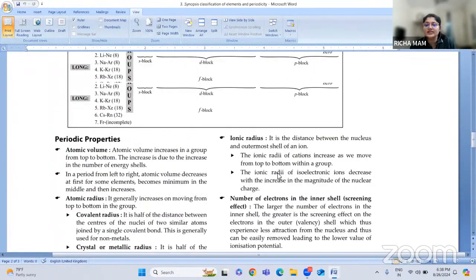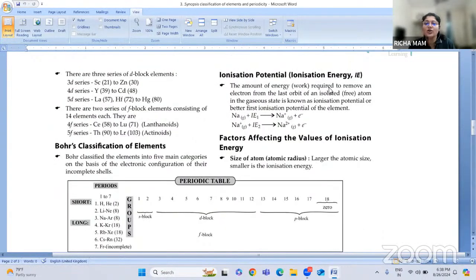Then I had just started with ionization potential or ionization energy. Now, what do you mean by ionization potential or ionization energy? It is the minimum amount of energy which is required to remove an electron from an isolated gaseous atom. A very important concept: the first ionization energy is always less than the second ionization energy. When we are removing the second electron, the energy required to remove that electron will be more.